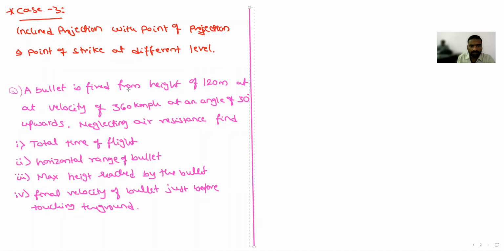So a bullet is fired from the height of 120 meter at a velocity of 360 kmph at an angle of 30 degree upwards, neglecting air resistance. Whether he has mentioned the ground is leveled, the ground is horizontal? No, he has not mentioned. Correct? If he has not mentioned, it is a case of 3. The ground is unlevel or it is inclined level.